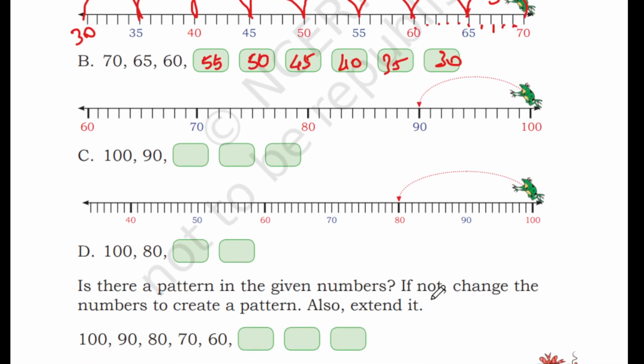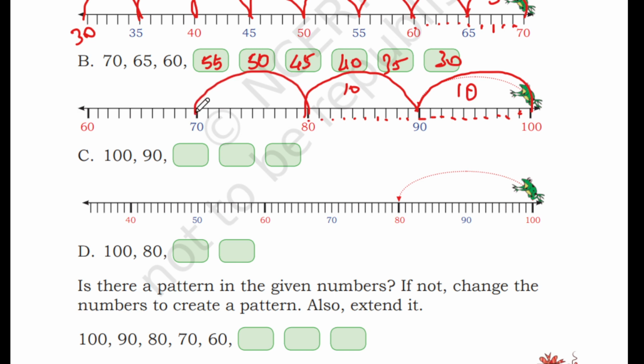All right. So next, if you see, from 100, the frog is jumping to 90. So when you count here, we have 1, 2, 3, 4, 5, 6, 7, 8, 9, 10. So 10 numbers. So from 100, the frog jumped backwards to 90. Again, if you count 10 numbers here, 1, 2, 3, 4, 5, 6, 7, 8, 9, 10, the frog will reach number 80. Okay, so each jump we have 10 here.